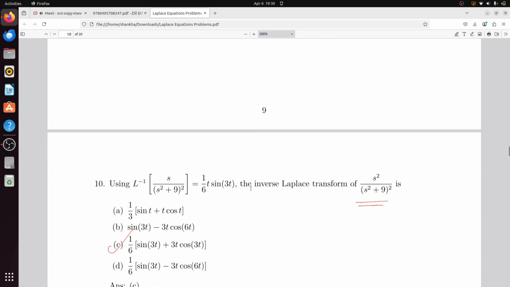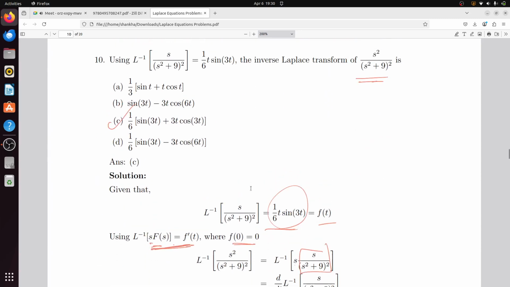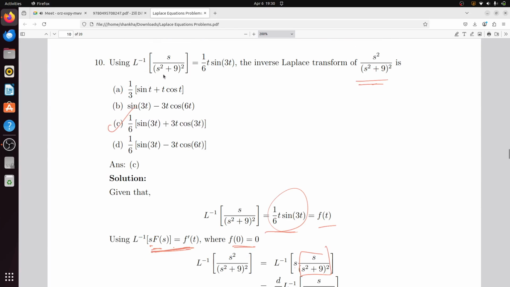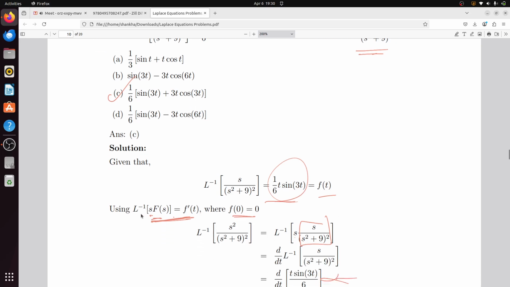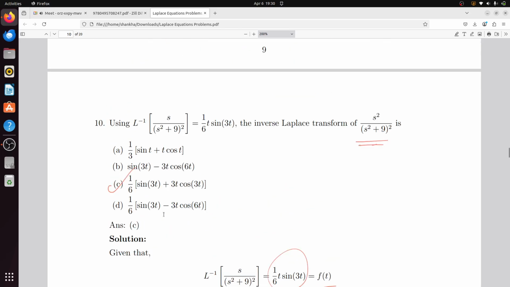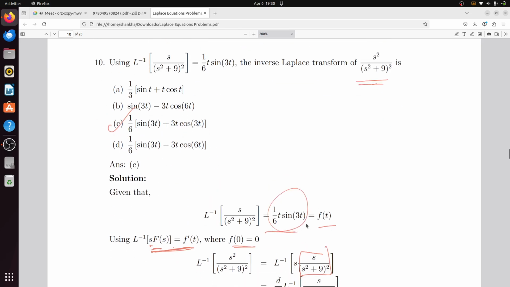Okay, so the next problem is using Laplace inverse transformation for s by s square plus 9 whole square, that is 1 by 6 t sin 3t. The inverse Laplace transformation of s square by s square plus 9 whole square. Okay, this is also a very interesting problem. So the Laplace inverse transformation of s by s square plus 9 whole square is 1 by 6 t sin 3t. This is equal to f(t). Now the Laplace inverse of sF(s), so you got f(t). Now what is your f(0)?